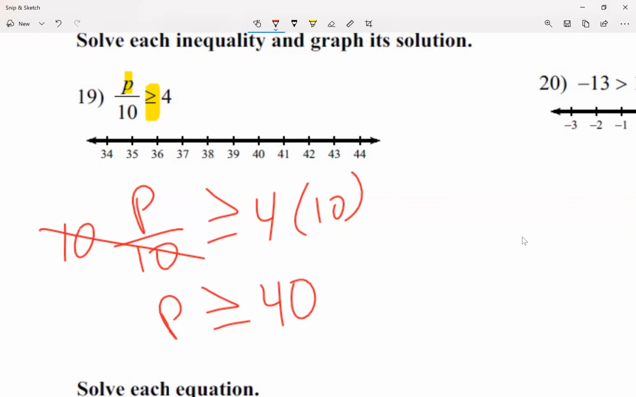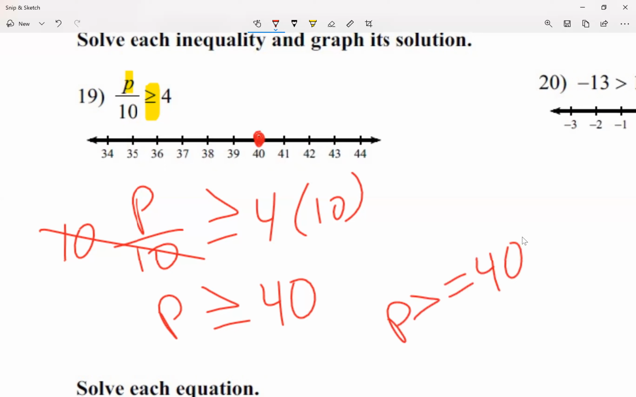So if I'm solving p greater or equal to 40, remember the way we're going to type this, p is greater or equal to 40. So if you're asked to solve, just solve it. If you're asked to graph this, I'm going to do a closed circle at 40. Now it is a closed circle because of the or equal to part, okay? Now, look at my inequality. It looks like an arrow that's pointing to the right. So I'm going to go to the right.